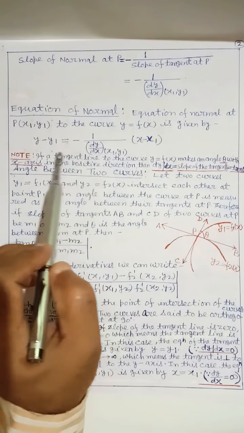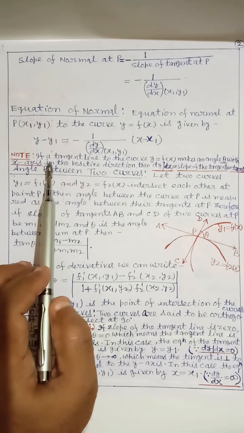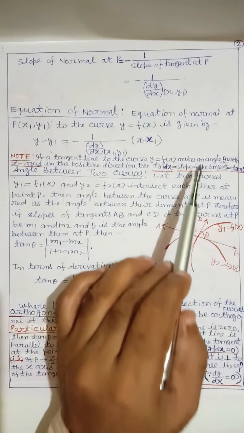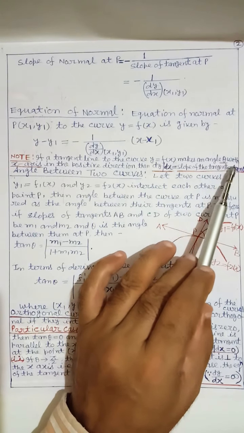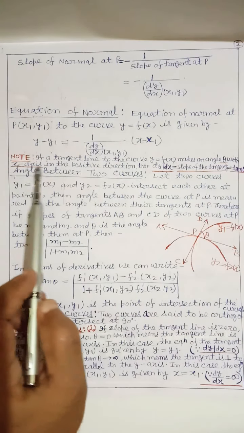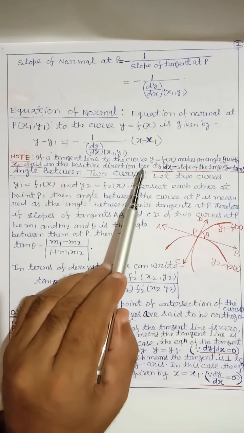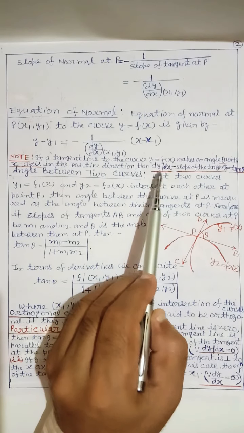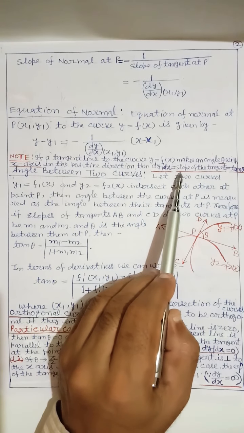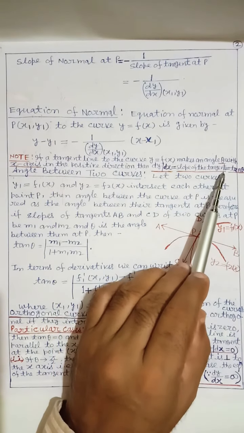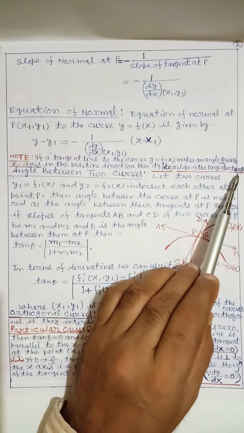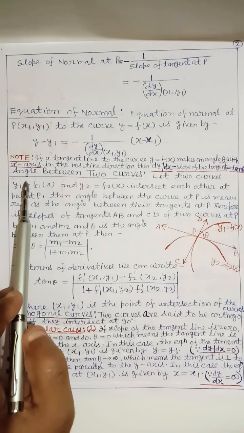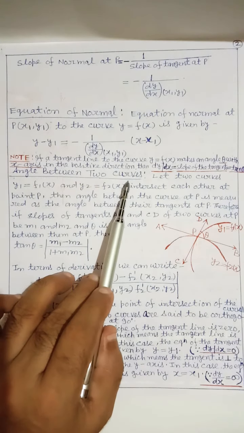Dear students, note here, if a tangent line to the curve y equal to f(x) makes an angle theta with x axis in the positive direction, then this is very important, dy by dx, the slope of the tangent, is equal to tan theta. Now we discuss angle between two curves.